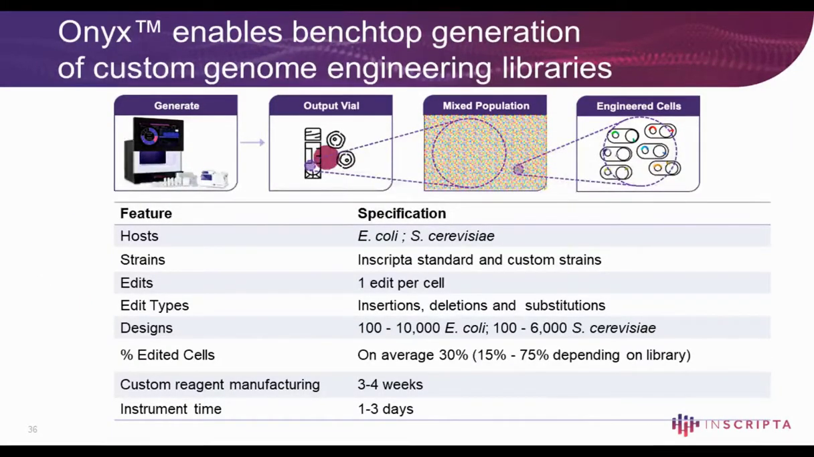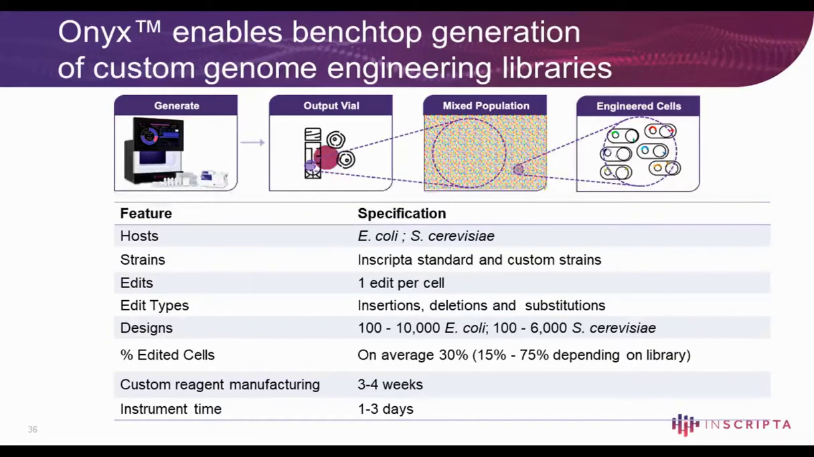So here you see the specs of the Onyx platform. The technology has been developed for E. coli and yeast. It's optimized for Inscripta standard strains, and we can also use custom strains on the instrument. We perform 1 edit per cell, and those can be insertions, deletions, and substitutions, and a combination of those in the libraries. Each library can generate from 100 to 10,000 edits for E. coli and up to 6,000 edits for yeast.